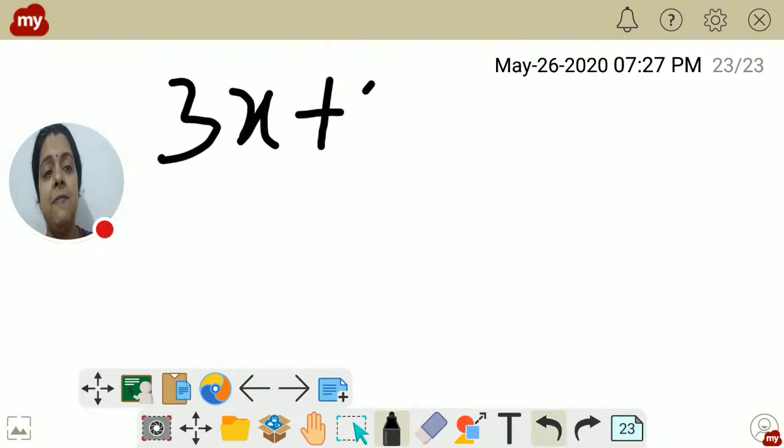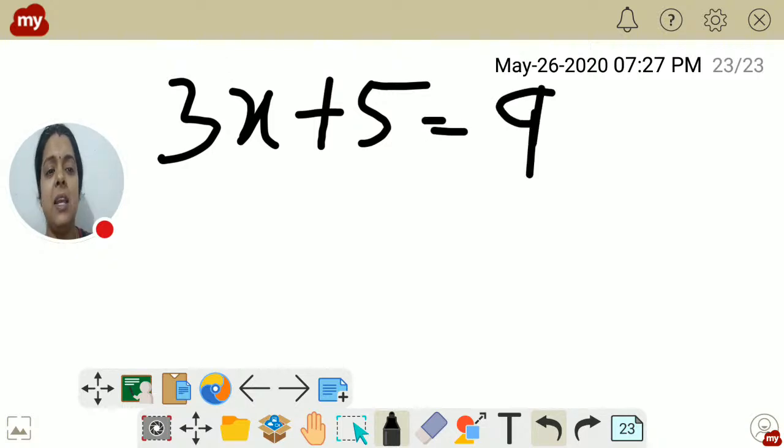3x plus 5 is equal to 9. I have just taken a question, right? So how to solve it? What I told you, one by one, shift it. Because if you shift everything together, they will become angry.